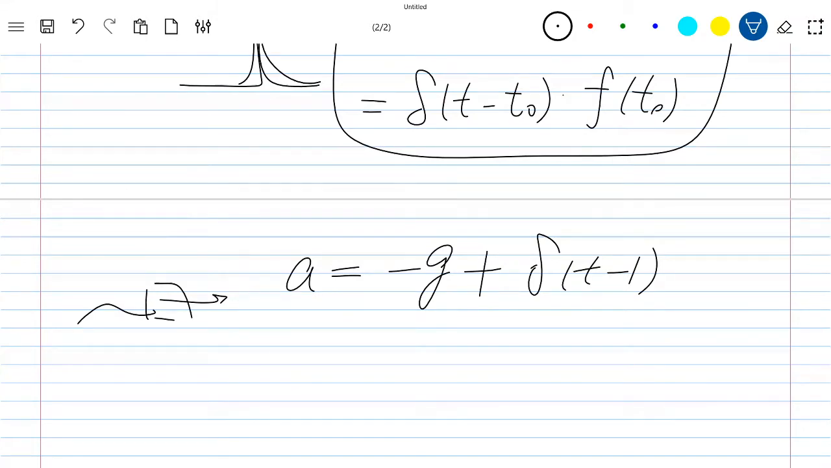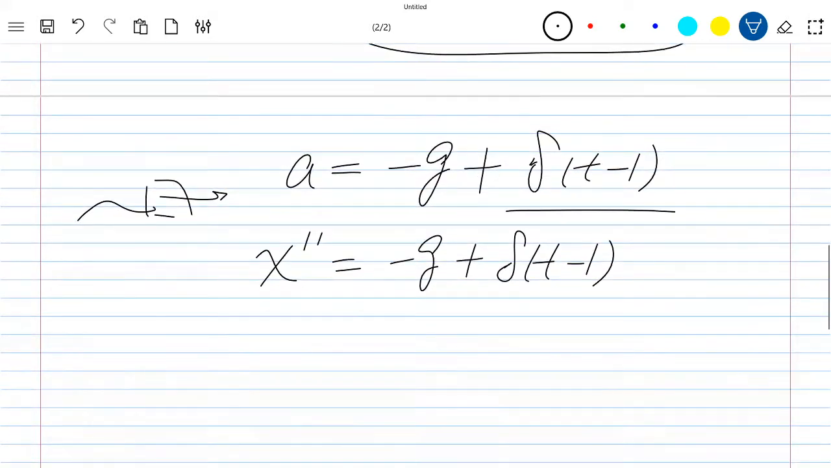All right, if you know where to start from and you know the initial velocity, then we can describe its motion in the future. And physically this means your velocity suddenly increases by 1 at time equals 1. So if you write down the differential equation, you will see x double prime, the second order derivative with respect to time, equals negative g plus delta of t minus 1.